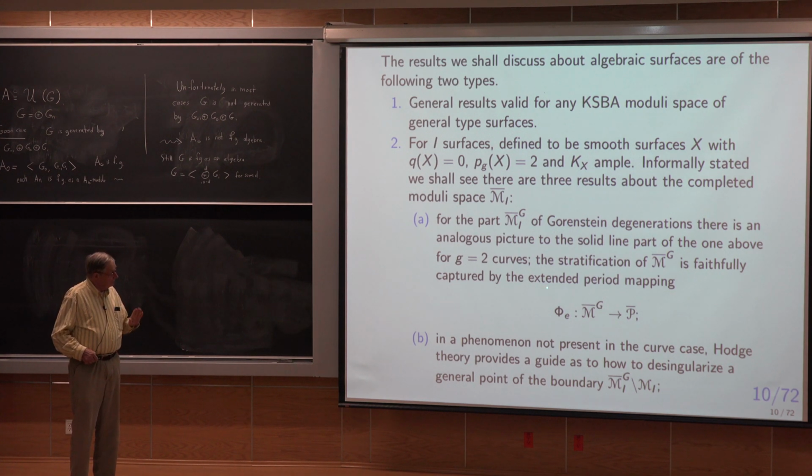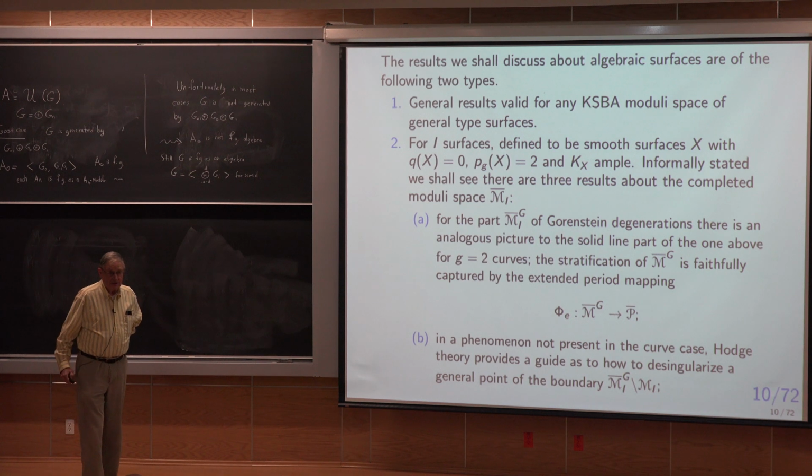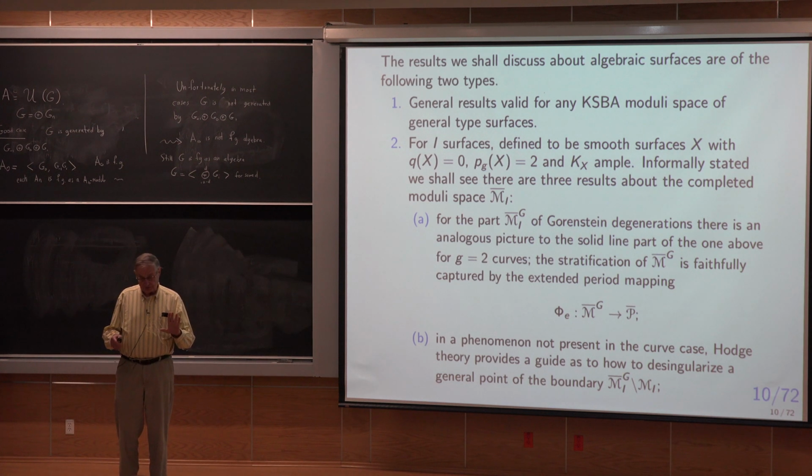So that's really very much like the curve case, except the boundary is more elaborate because you have more different types of surfaces that can turn up. In a phenomenon not present in the curve case, Hodge theory provides a guide as to how to desingularize this moduli. I should have mentioned that the moduli space for curves is essentially smooth. It has sort of finite quotient singularities, but basically it's essentially smooth.